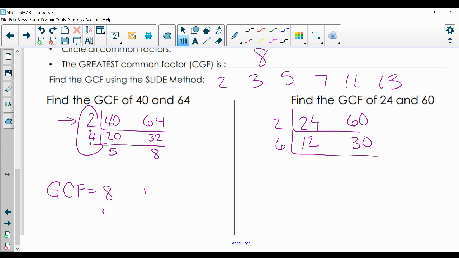Some people see smaller numbers. Some people see bigger numbers. At the end, you're going to end up the same. So 12 divided by 6 is 2. 30 divided by 6 is 5. Both of these numbers, 2 and 5, are prime. They're in our list up top.